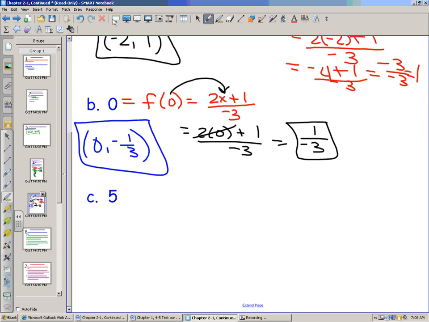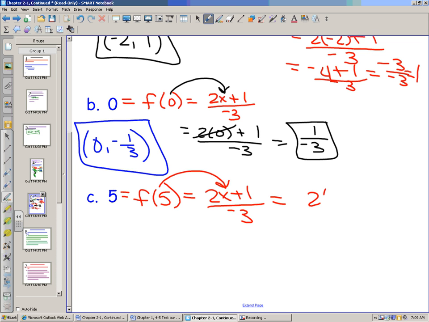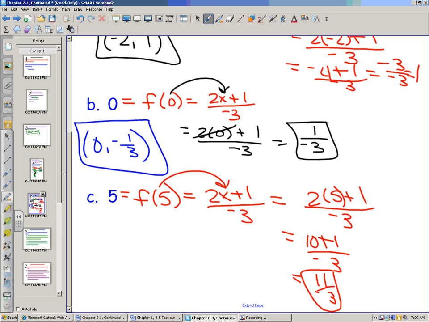Okay? Same thing here. I'm going to do my f at 5. So (2x plus 1) over -3 gives me 2 times 5, which is 10, plus 1 gives me 11 over -3. Do I care that that's a fraction? Nope. As long as it's reduced completely, I'm okay. So I have the point (5, -11/3).